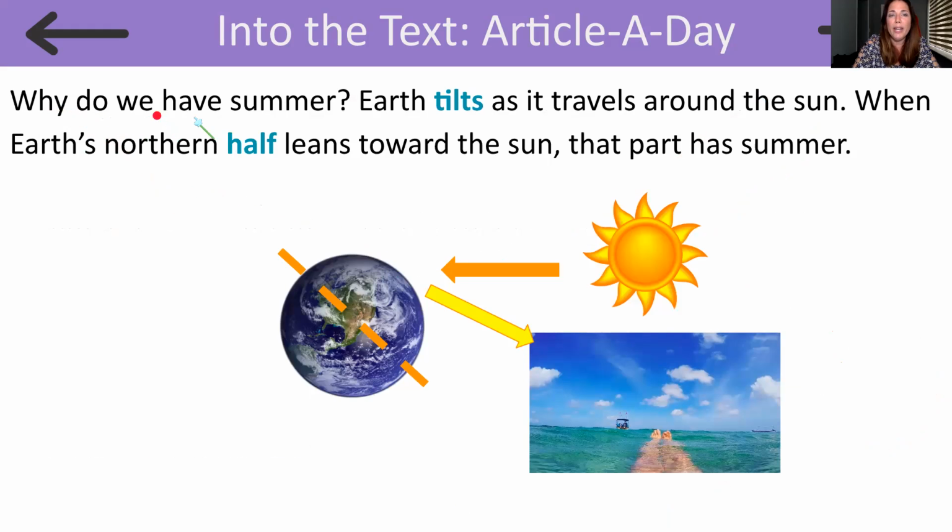So why do we have summer? Earth tilts as it travels around the sun. When Earth's northern half leans toward the sun, that part has summer. So we can see this northern half of Earth is leaning or tilting toward the sun. So that means that part of the Earth has summer.